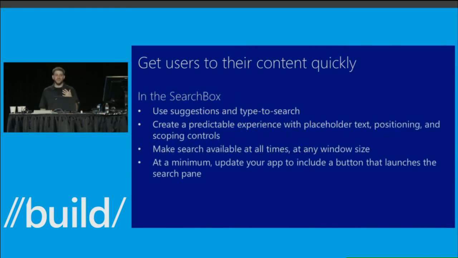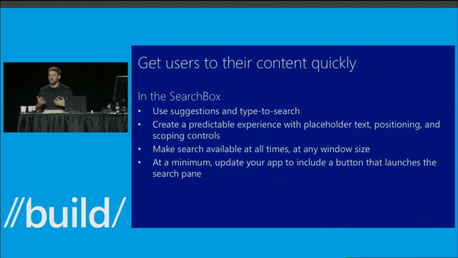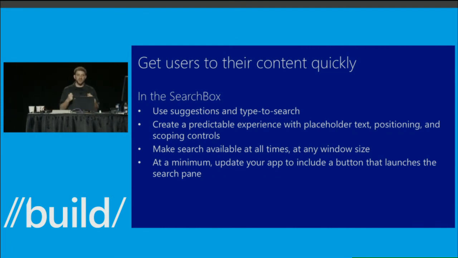And then with the search box, use the features and use the benefits of the in-app search control. There's efficiency features built in, like placeholder text and suggestions and type to search. Use the flexibility that you get, like positioning and scoping. And make search available at all times, regardless of what screen size or what orientation or what device you might be on. And then at a minimum, if you're not going to include a search box, at least put a button in your app to launch the search pane.